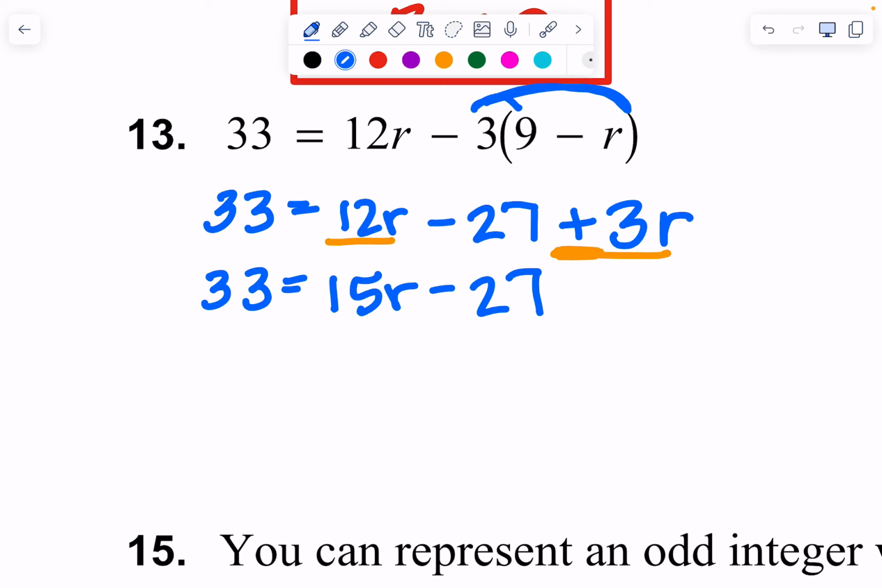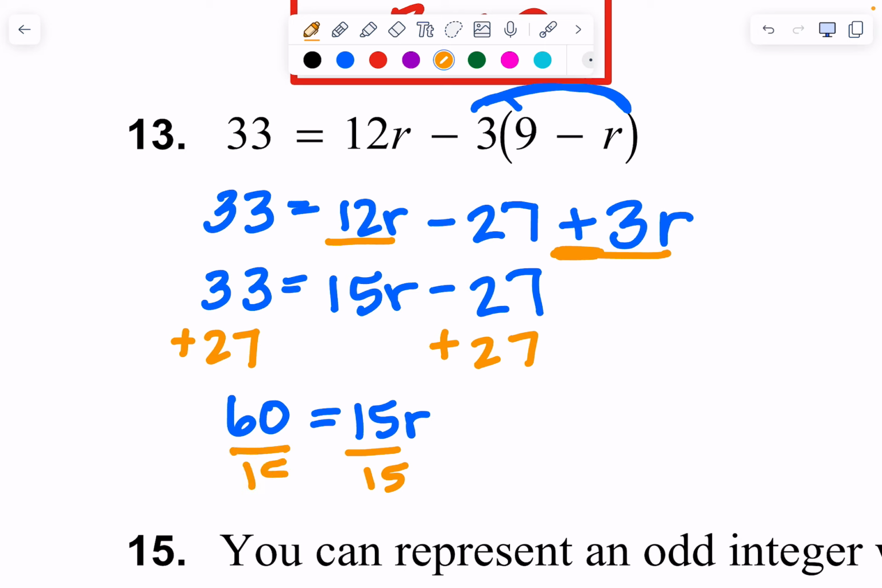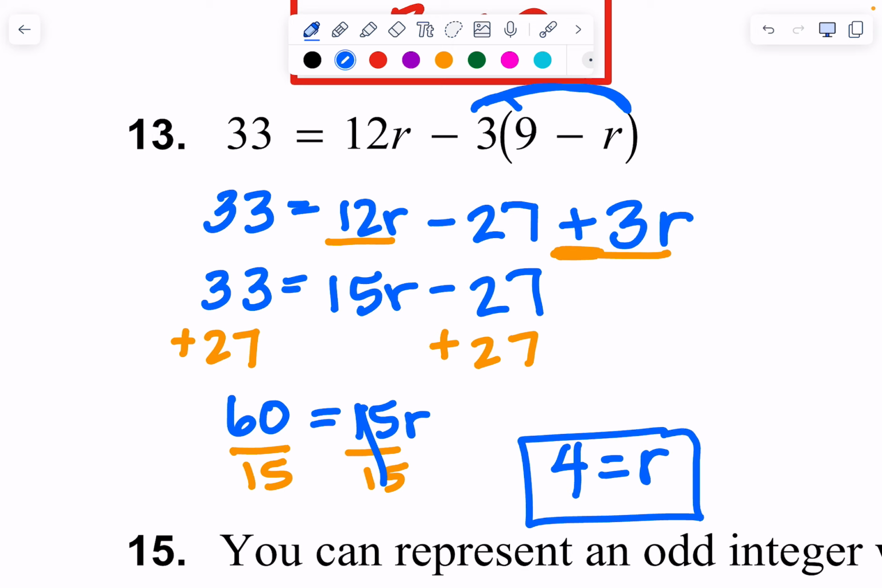Okay. Now, here is a situation where I don't think it is a good idea to put the variables on the left side. We already have our variables on the right side with a constant, and we have a constant on the left side. So it is going to be time efficient for us if we say, okay, 15R is going to stay on the right side, and we're just going to add 27 over. So we have 15R equals 60. Okay. Now we can divide by 15 so that R equals 4. That's 4 equals R. That's fine.